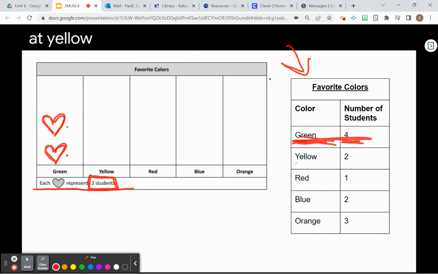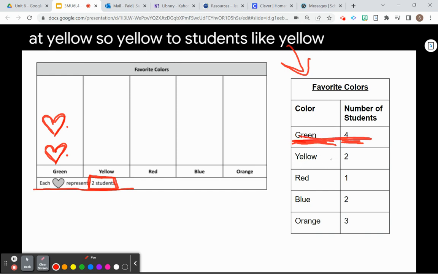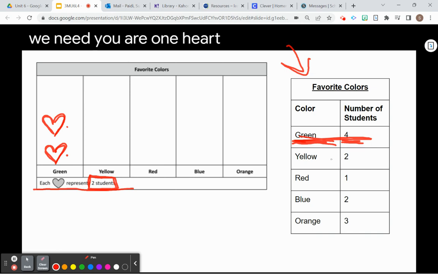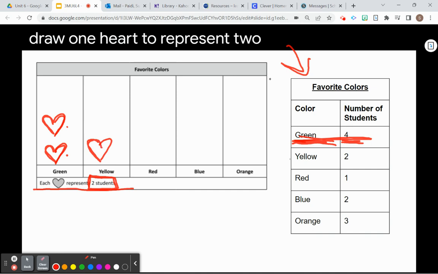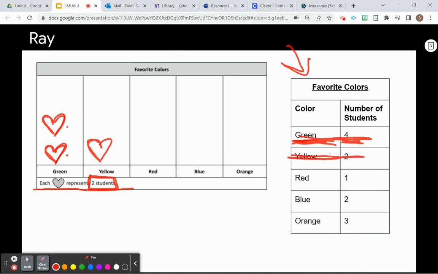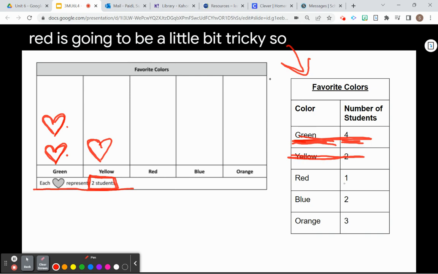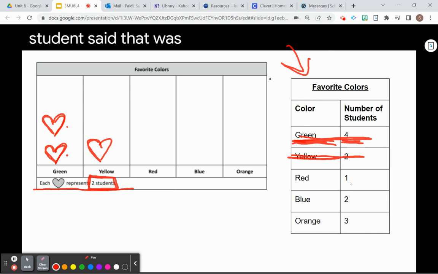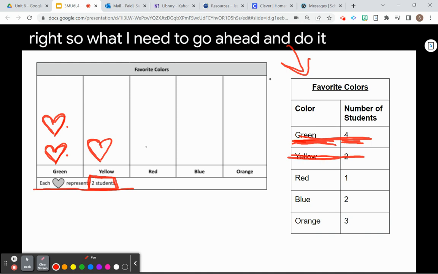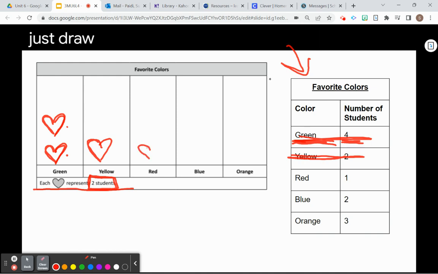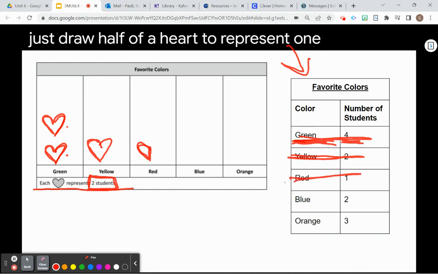Let's look at yellow. 2 students liked yellow, so we need to draw 1 heart because 1 heart represents 2 students. All right, so red is going to be a little bit tricky. Red, only 1 student said that was their favorite color, but 1 heart equals 2 students. I know that half of 2 is 1, right? So I just need to draw half of a heart to represent 1. So we have red.